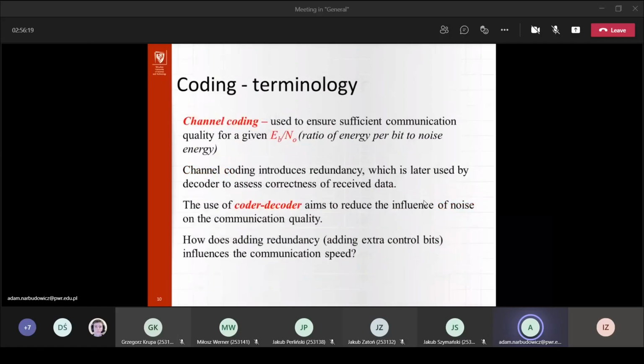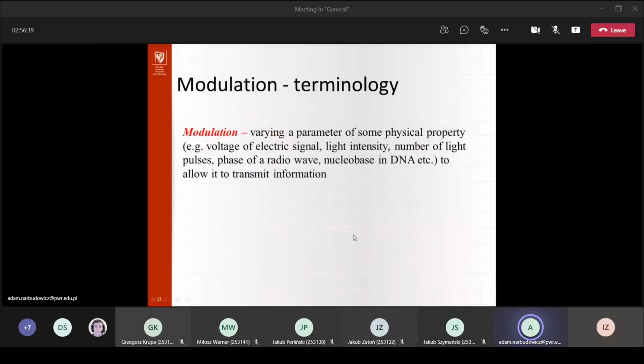Now, again, in terms of coding, we have the channel coding, which is used to ensure sufficient communication quality. It introduces some redundancy, which is later used for error correction. And then the modulator, this is, as we said, some physical change in the physical signal, which allows us to encode information.